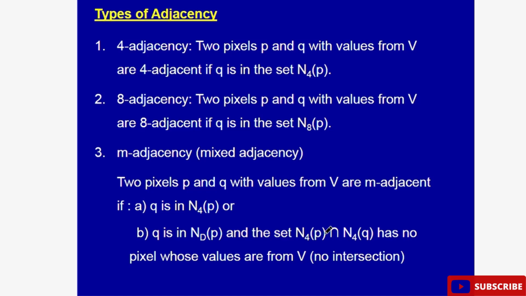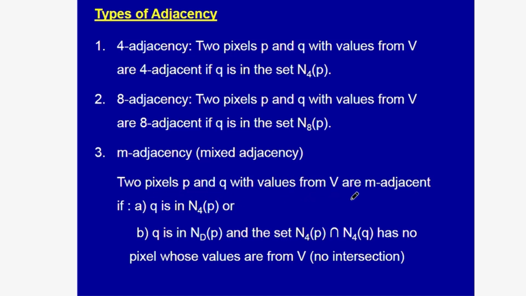Then, if you go for adjacency, let us look at the types of adjacency. You have 3 types of adjacency: 4 adjacency, 8 adjacency, and M adjacency. What is meant by 4 adjacency? 2 pixels P and Q with values from V are 4 adjacent. The first and foremost thing is that those 2 pixels P and Q must be in the set V. Then you can call those 2 pixels 4 adjacent if Q is in the set N4 of P. And 8 adjacency: 2 pixels P and Q with values from V are 8 adjacent if Q is in N8 of P.